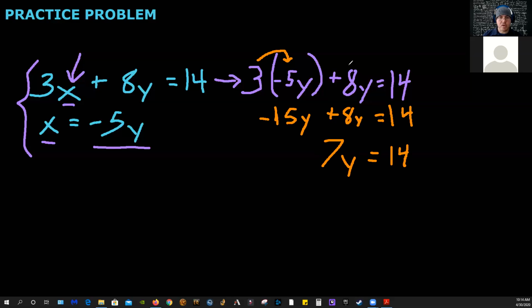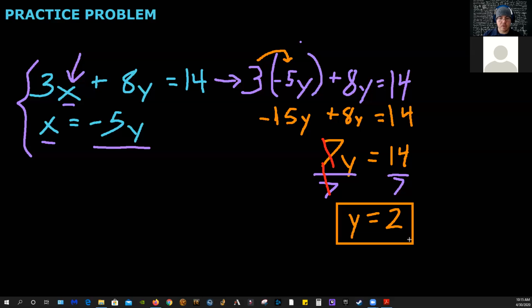And now what we can do is we can divide both sides by 7. Because when we do that, 7 divided by 7 is equal to 1. So that's just 1y. So we'll end up with 1y equals 14 divided by 7 is 2. So y is equal to 2. So there's part of our answer. Remember, our goal is to find an xy value. So there's part of it.